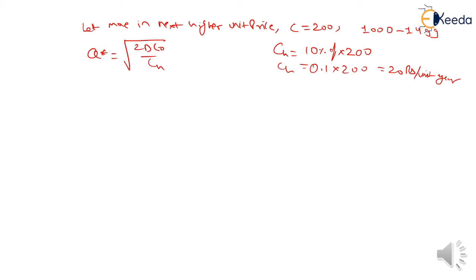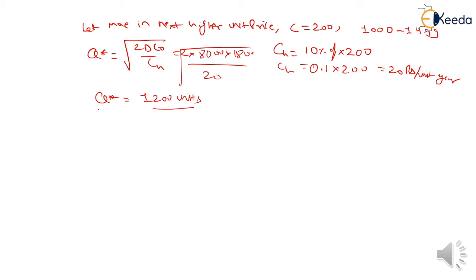Putting all the values in this equation, 2D. What is D? D is the annual demand, 8,000 units per year, into 1800 is the ordering cost, upon CH is 20. Calculate this, students. How much? It is 1200 units. Okay students, 1200 units has come.